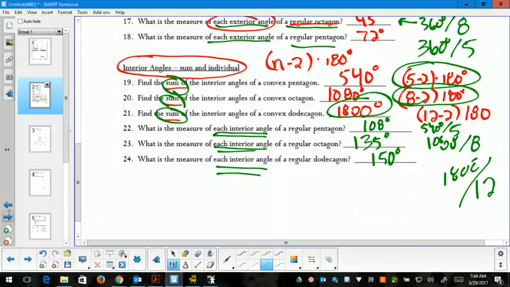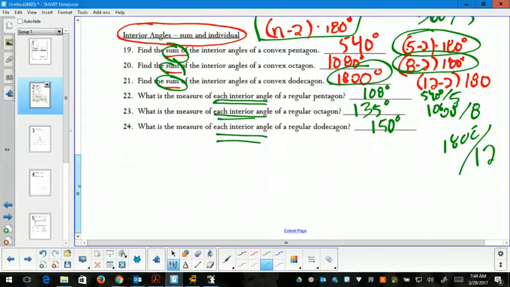Some of the exterior is easy. It's always 360 for convex polygons, which are the ones we're working with. Some of the interior, follow this formula. Once you have the sum, you can figure out the rest of the problem. If it's regular, just divide by the number of sides. If it's irregular, we have to do something else, which is on the next page.